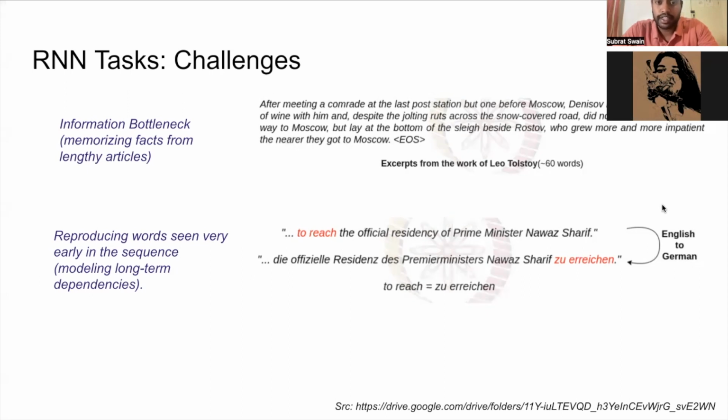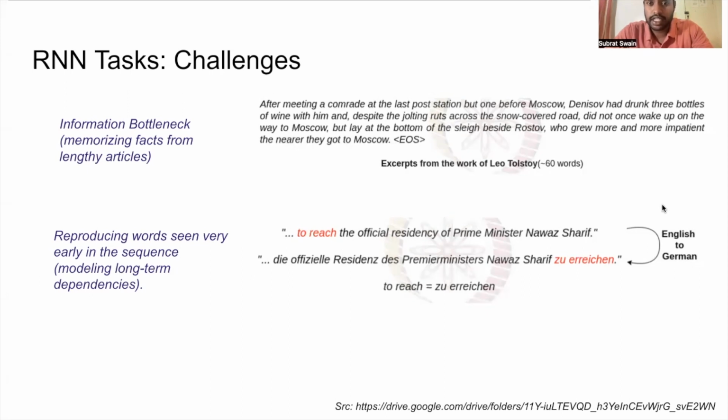Let's just think that there is a long text like this: after meeting a comrade at the last station but one before Moscow, Denisov had drunk a bottle of wine with him, and despite the jolting roads across the snow-covered road, did not once wake up on the way to Moscow, but lay at the bottom of the sleigh beside Rostov, who grew more and more impatient the nearer they got to Moscow.